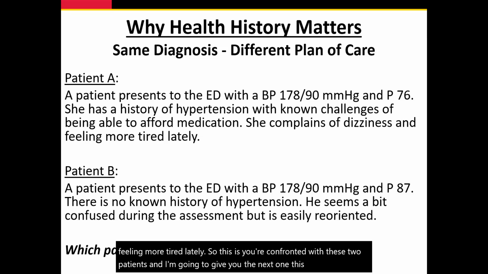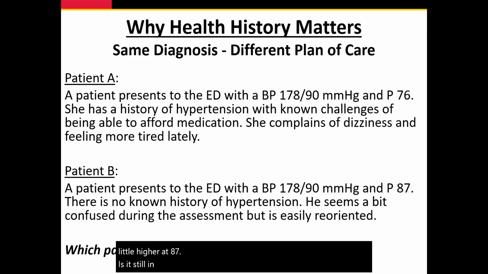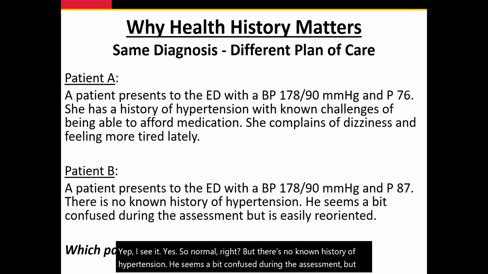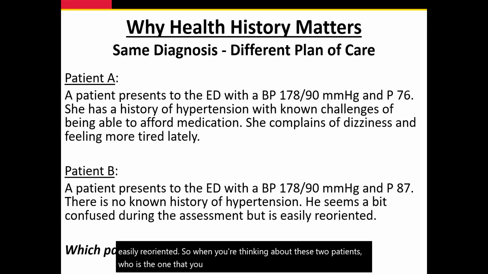This is a patient who presents with the same blood pressure, 178/90, and their pulse is a little higher at 87. Is it still in the normal range, or is it too high, too low? What's your thoughts there? Yes, normal range, right. But there's no known history of hypertension. He seems a bit confused during the assessment, but is easily reoriented. So when you're thinking about these two patients, who is the one that you feel is the priority to see first?